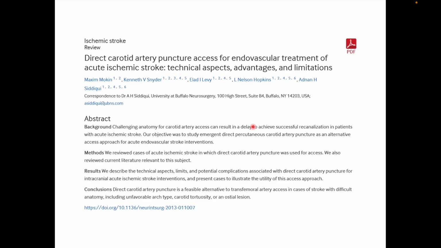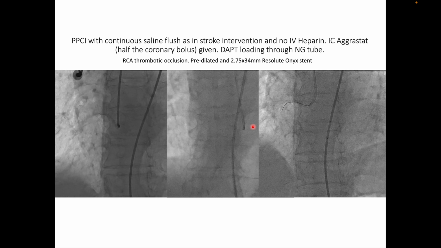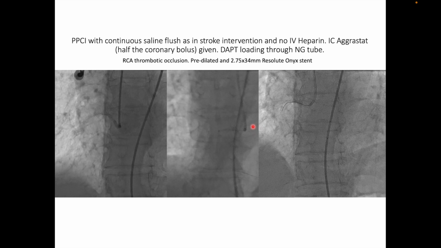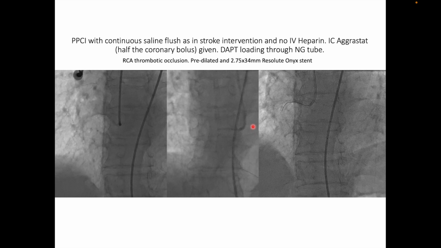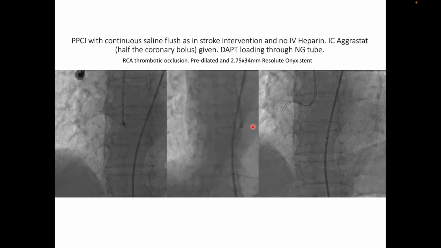So a lot of literature that is there. This is a study from Dr. Adnan Siddiqui and group showing the safety and advantages of using direct carotid puncture during stroke intervention. In any case, in this patient, then we went on to her primary PCI, no heparin on board because of the stroke, and we used the same technology of continuous saline flush through the catheters to avoid clot formation. So we pre-dilated and we've stented this patient.